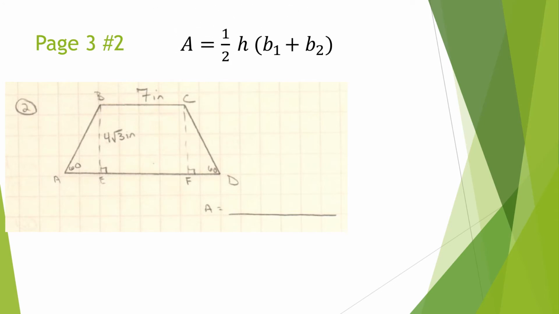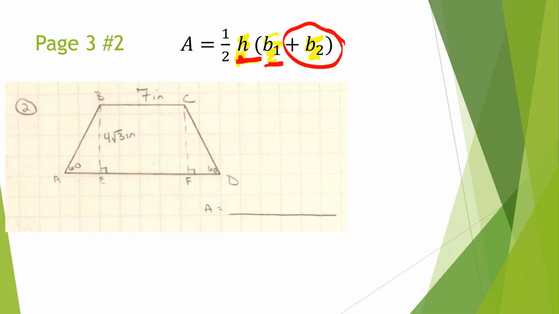Same page, page 3, number 2. This is another trapezoid. So again, the elements that we need in order to do the formula are the height, the base 1, and base 2. So let's look at the problem. Here, for this problem, we already have the height, and we have one of the bases. We're missing the other base. So that's what we have to figure out.